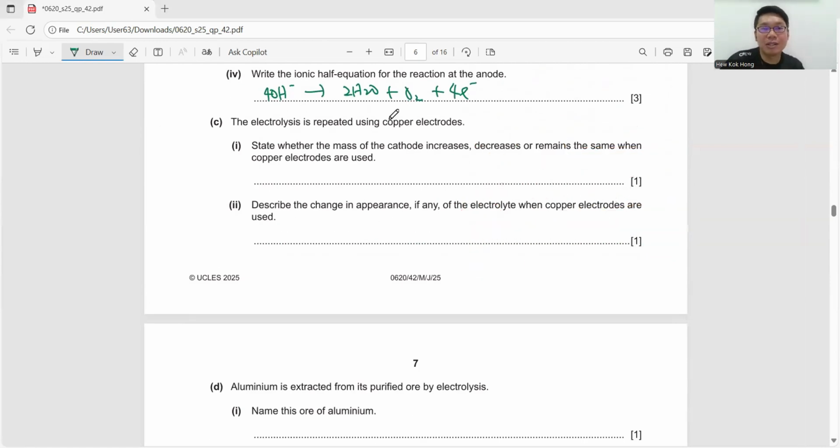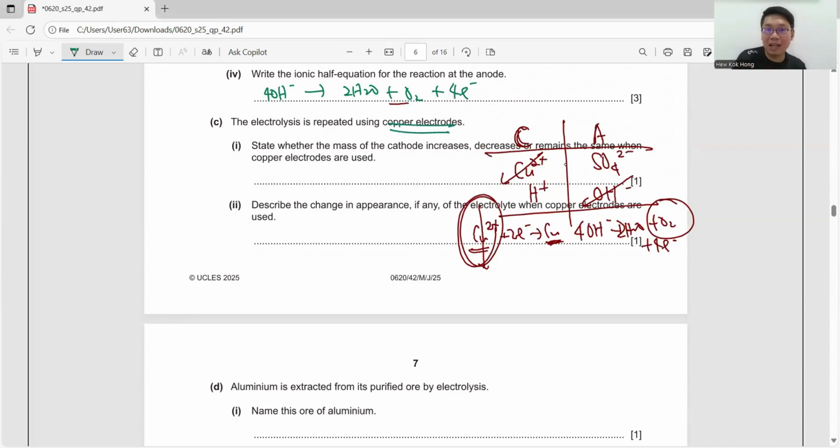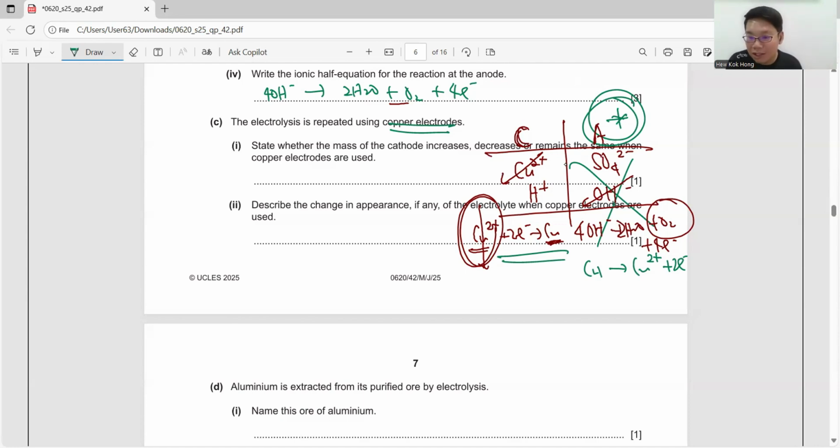Now the electrolysis is repeated using copper electrode. So copper electrode is a special electrode that reacts at the anode, and the cathode here will remain unchanged. But for anode, I don't care what the anion is because copper metal will oxidise back to copper ion. So C1, they ask you to state what will be the change in mass of the cathode. So no matter whether graphite or copper is used, in the cathode the mass still increases because copper ion will change back to copper metal. So it just increases.